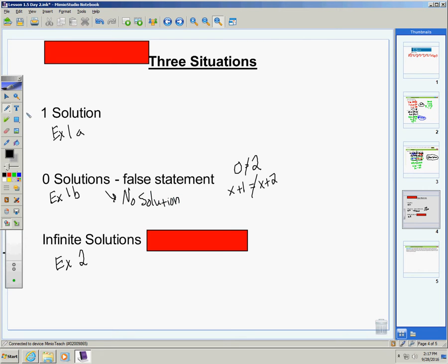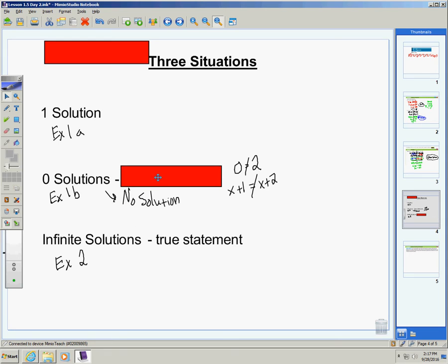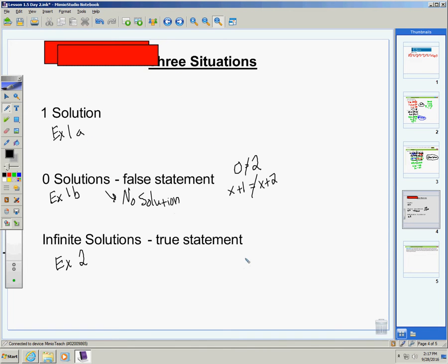Infinite solutions are when we have a true statement. An example of a true statement would be like 1 equals 1, or x equals x, or 2y plus 4 equals 2y plus 4. Basically, if you end up with the exact same thing on both sides of an equal sign, you have a true statement, which means you have infinite solutions.